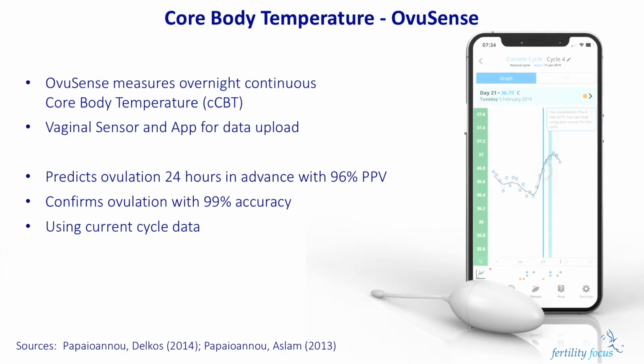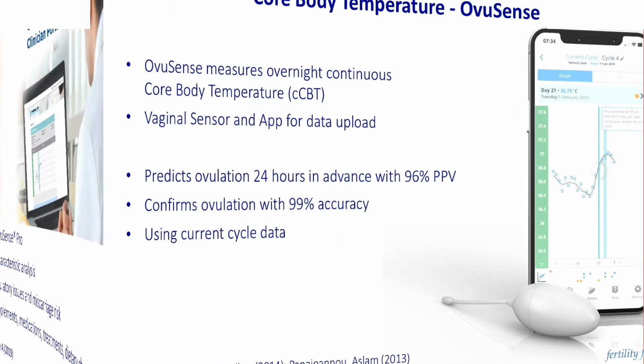It's measured using a specially designed sensor that's placed in the vagina overnight. Readings of continuous core body temperature are taken every 5 minutes. Data are then downloaded each morning to a dedicated app, which calculates the best representative temperature for each night. It then displays this on a chart of continuous core body temperature throughout the cycle.